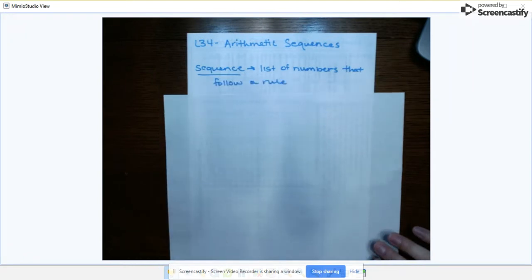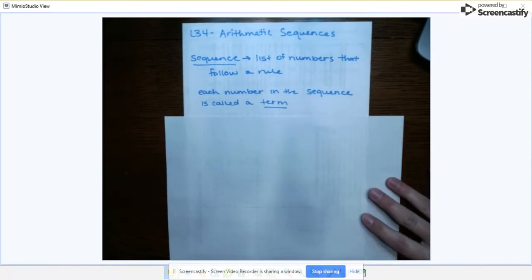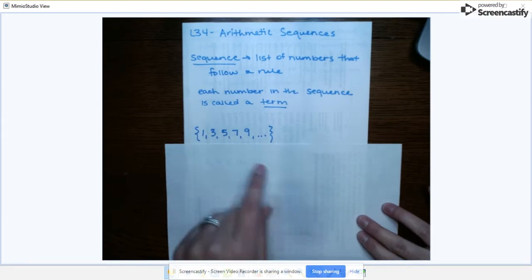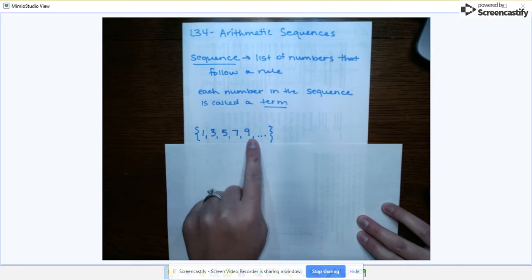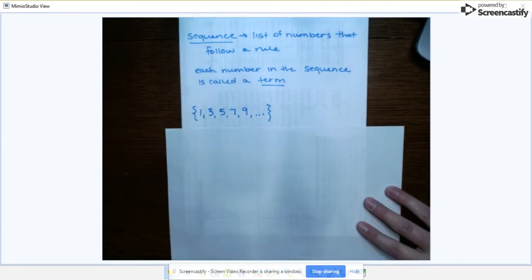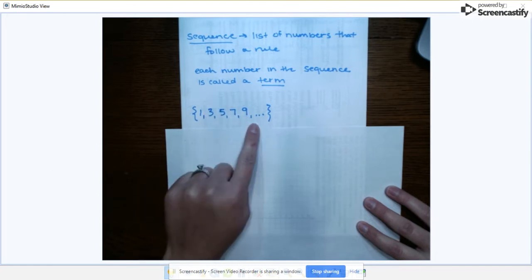So a sequence is any list of numbers, but it has to follow a pattern or a rule. Each number in our sequence is what we call a term. So here's an example. We start at 1, 3, 5, 7, 9. We go up by 2 every time. Keeps going on forever. So 1 is a term, 7 is a term, 3, 5, 9 are all different terms in this particular sequence.